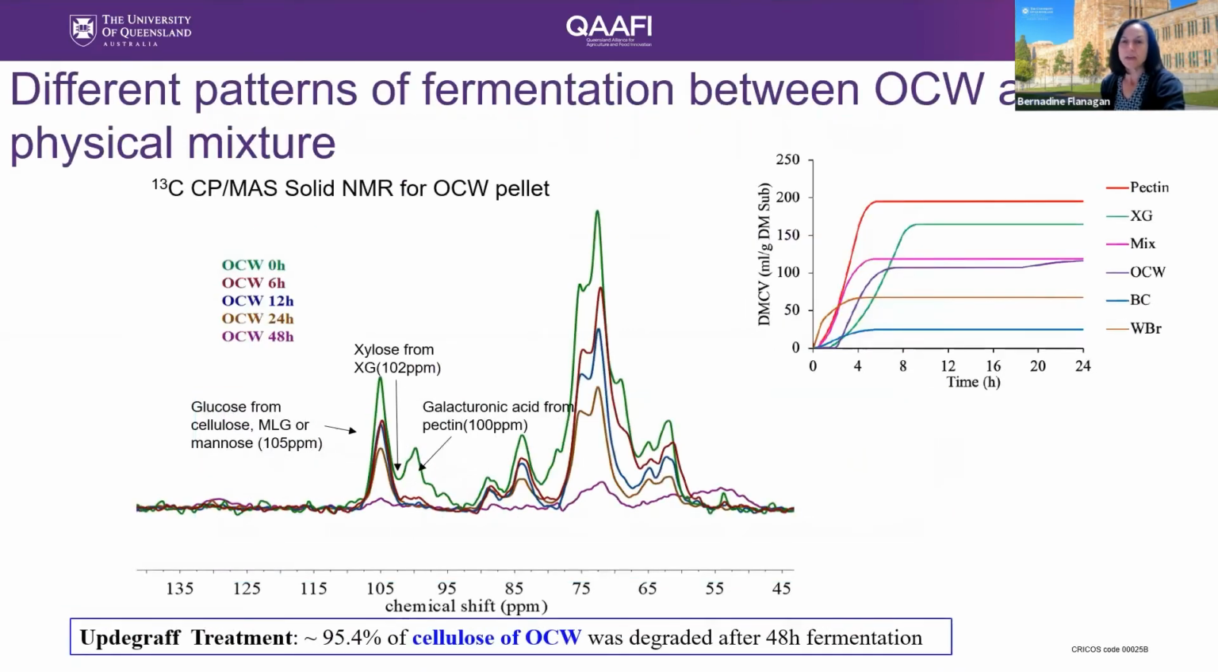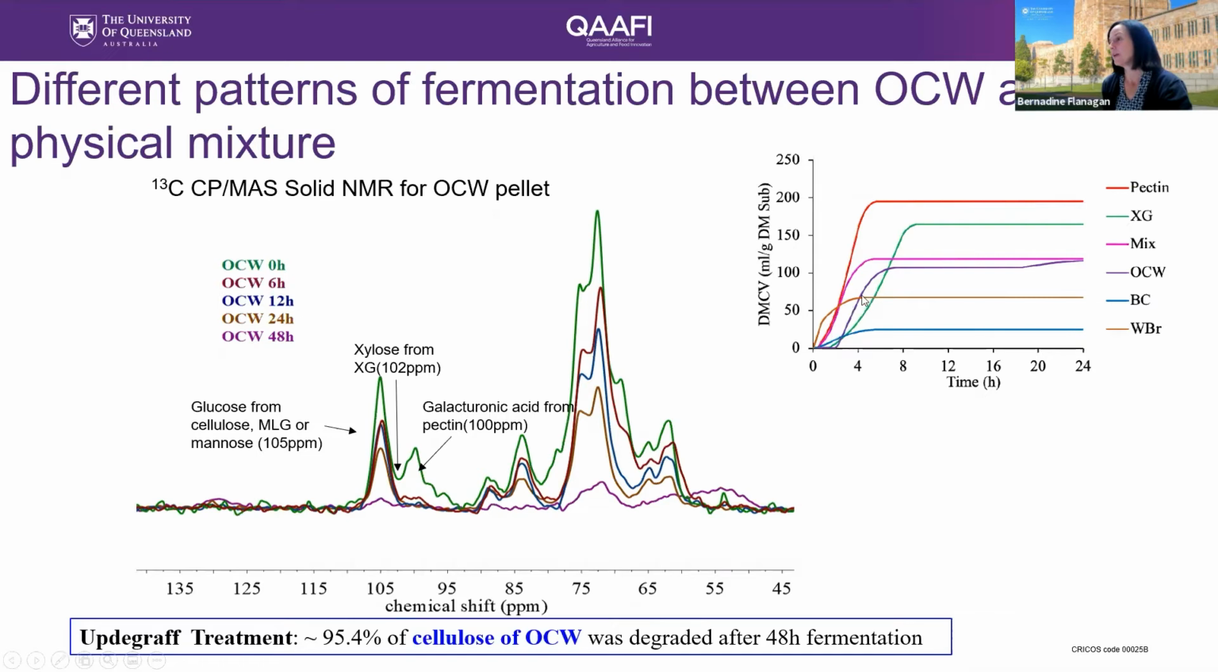So we found that each constituent in the mix was fermented to a similar extent as it was when it's single. So the pectin in the triple mix is fermented to the same extent as it is when it's by itself, and you get comparable gas and short chain fatty acid production. Compared with the mix, the onion cell wall was degraded slower at the earlier stage of fermentation, which you can see here.